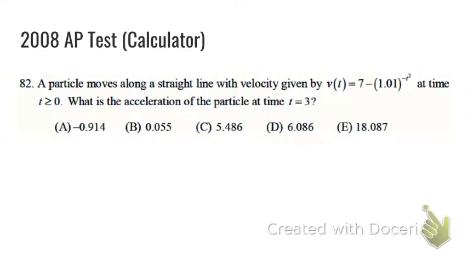All right, this is a calculator question. It's number 82. So that means it's a calculator question because anything above 70 is calculator required. It says a particle moves along a straight line with the velocity given by v of t equals this at time t greater than or equal to 0. What is the acceleration of the particle at time t equals 3? So they're giving us the velocity function, and they want to know the acceleration function.